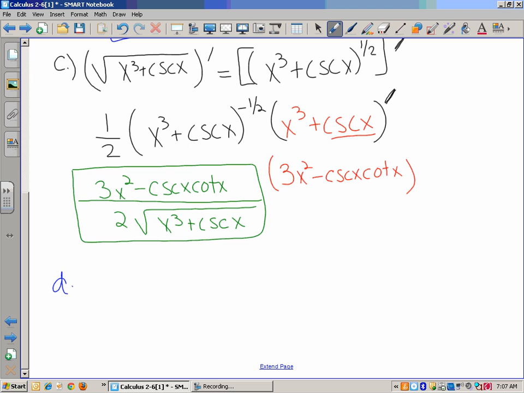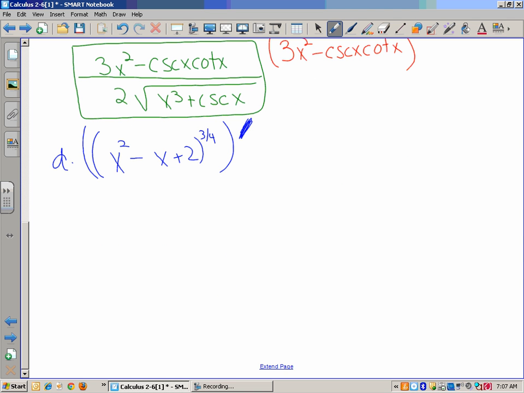And D says I want to take the derivative of that. Derivatize. So when I derivatize this, I want to say, okay, that's something to the 3/4. So that's going to be 3/4 times the something to the negative 1/4. And then I'm going to multiply that by the derivative of what was in the parentheses. So inside my parentheses, I had the x squared minus x plus 2.